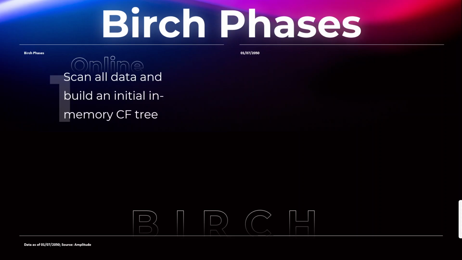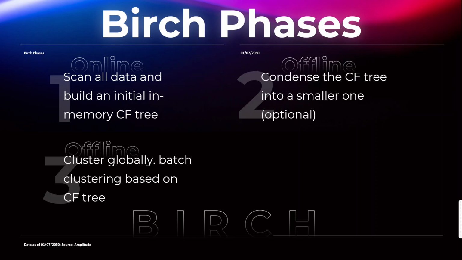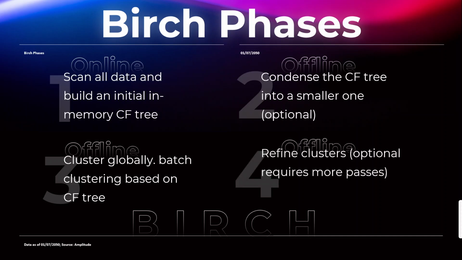BIRCH has four phases. The first one is to scan all the data and build an initial in-memory CF tree. The second one, which is offline, is to condense the CF tree into a smaller one. This is optional, but is good for efficiency. The next phase is offline again, and it clusters them globally, batch clustering based on the CF tree, and the last one is refining the clusters, which is again optional and requires more iterations and passes.